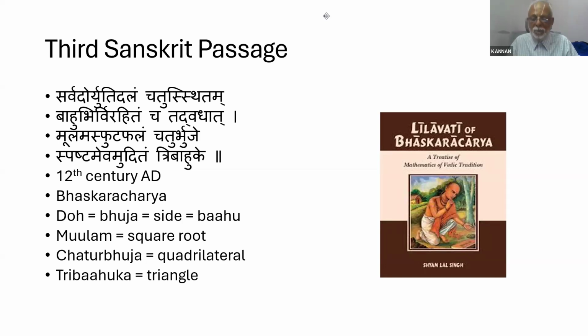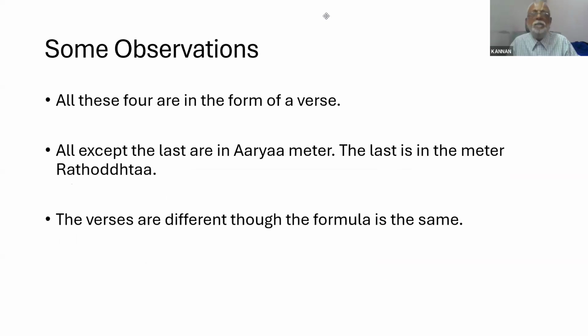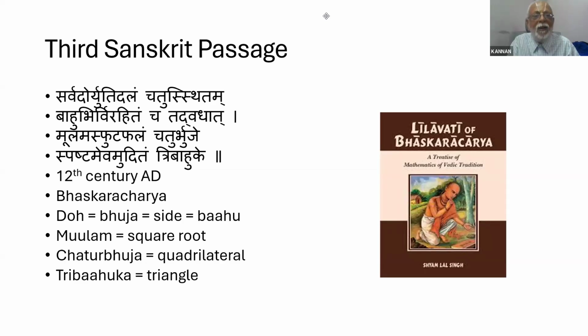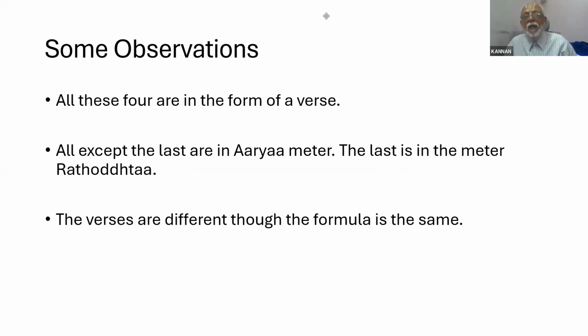These are his observations. Now, near the end, we have seen four passages in Sanskrit so far. Even though I called this third, it is really the fourth. We find that all these four are in the form of a verse. There is one reason. Students will easily memorize these verses and then remember the formula. If it is in prose form, it is not possible. All except the last one are in Arya meter. The last one is in the meter Rathodhata.